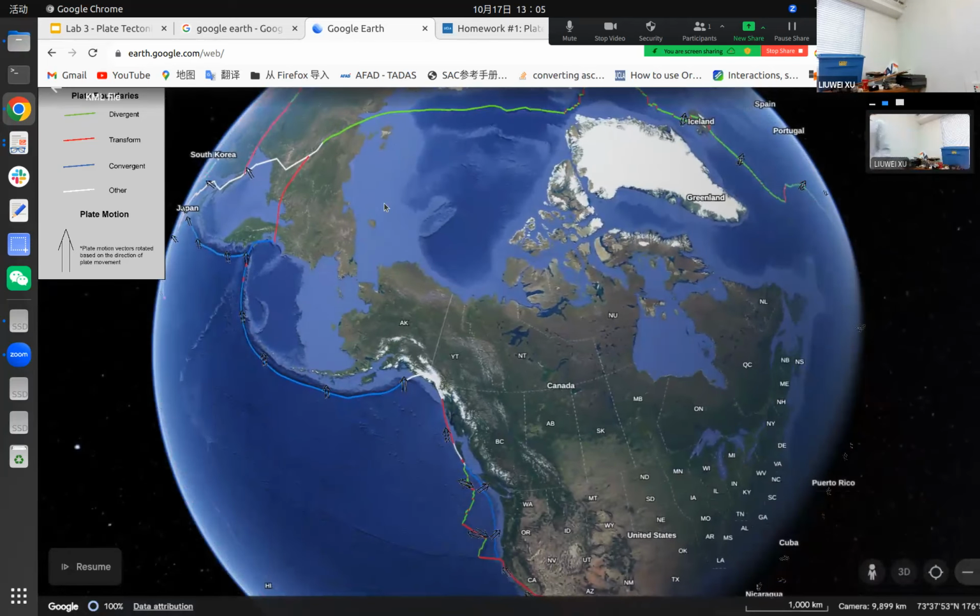These continents, their crust type is continental crust. For the ocean, we have two types. You see, there is one region with light blue color. This is actually the continental shelf, and it still belongs to the continental crust. And the darker blue one, they are deep ocean, and they belong to the oceanic plate, oceanic crust.